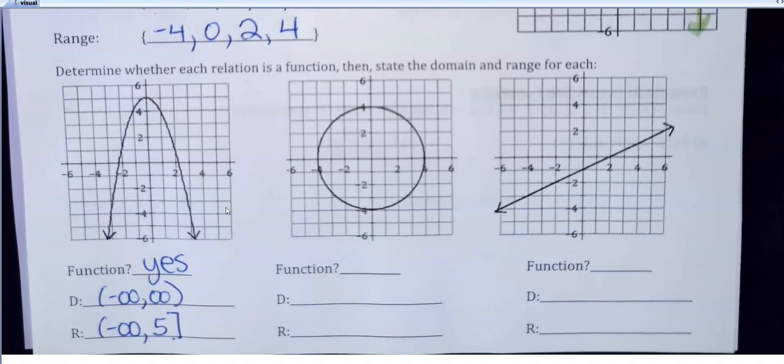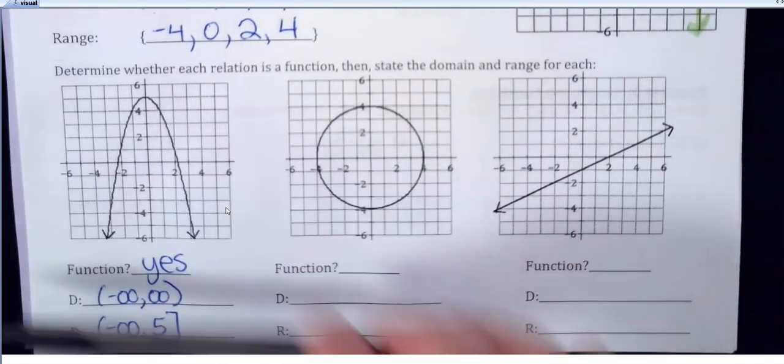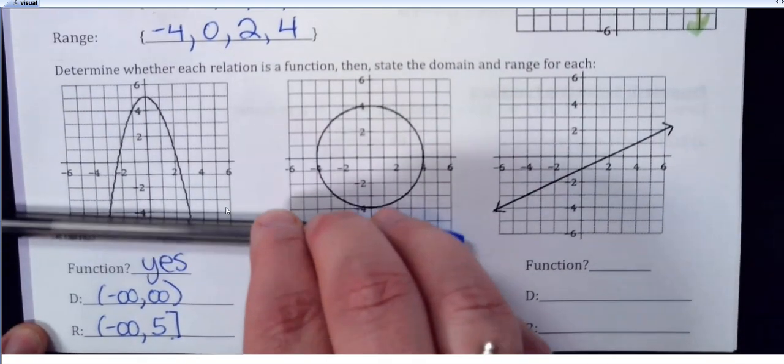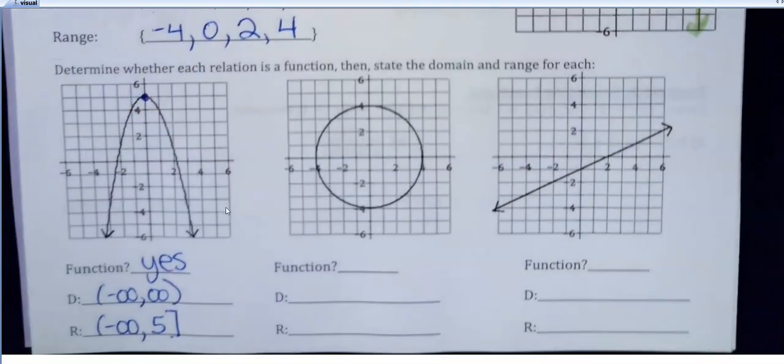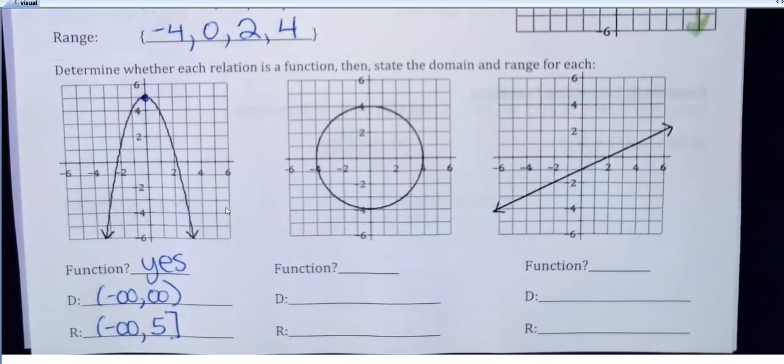When you do the range, that's your y values. You want to come from the bottom of the graph. That points down forever, so I start that interval with negative infinity, and then you do stop at this point here, which is the vertex. The highest y value you touch is 5. There's nothing above that, and so that's why that has a bracket on it, because you actually touch that point.